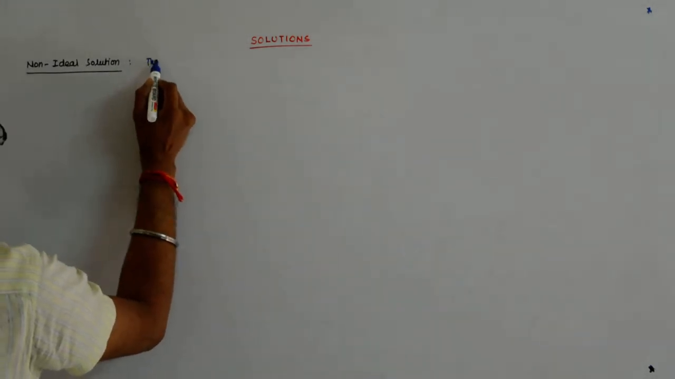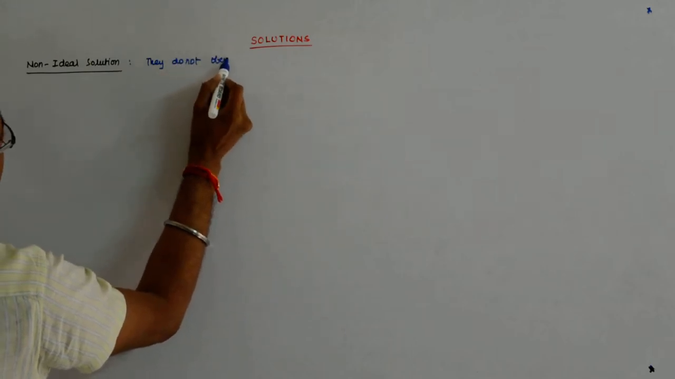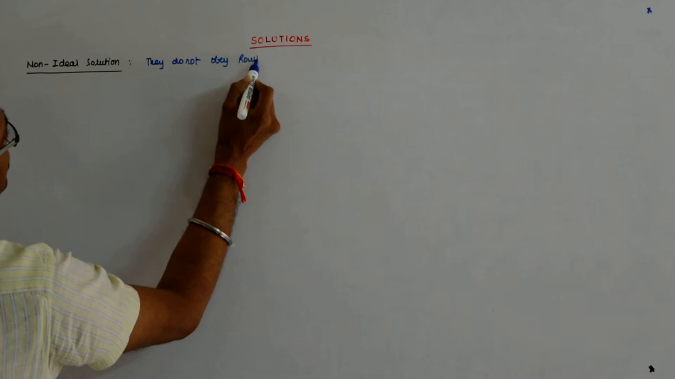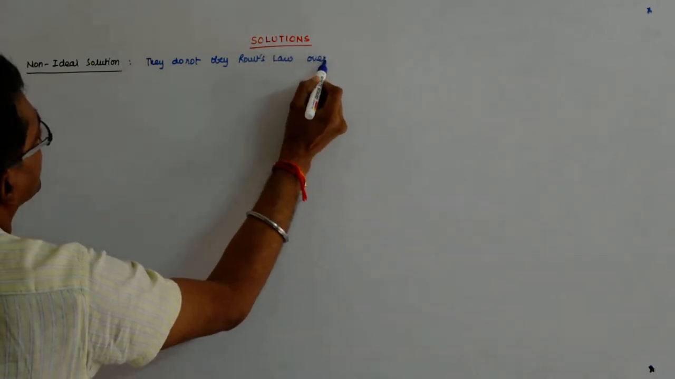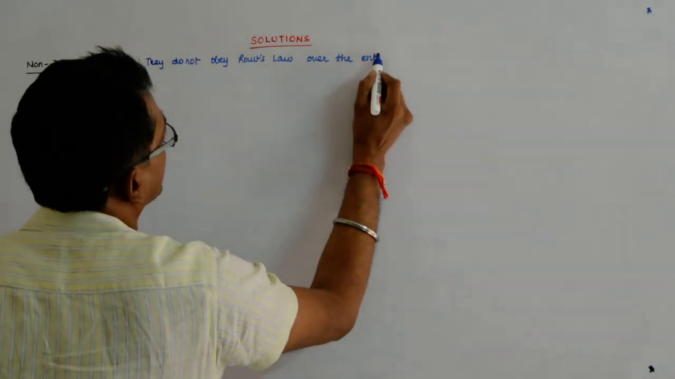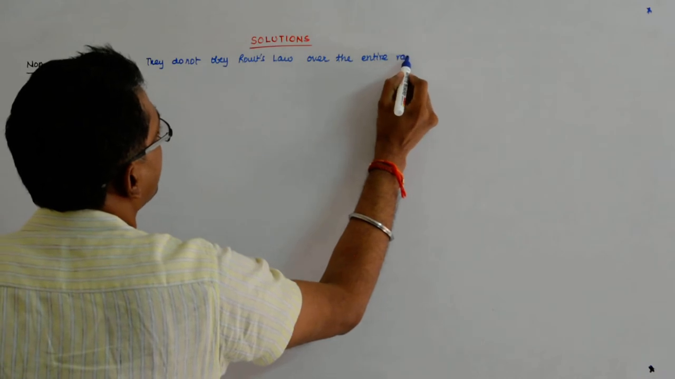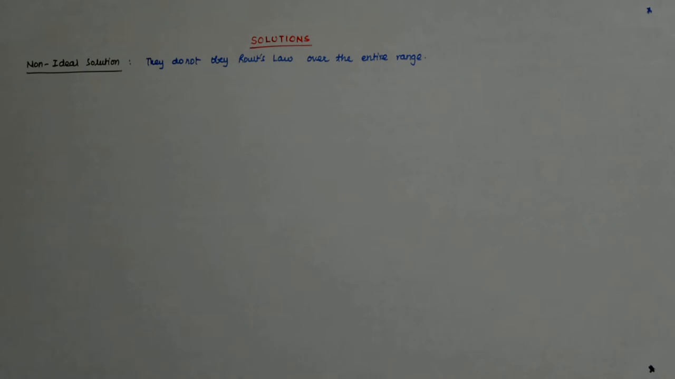So they do not obey Raoult's law over the entire range. Fine. They do not obey Raoult's law over the entire range.